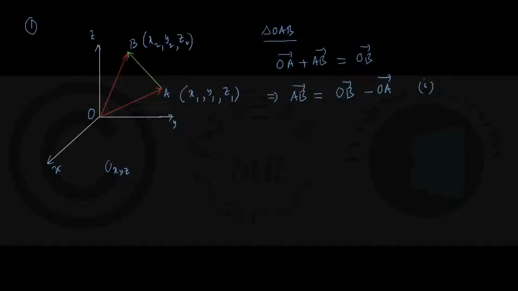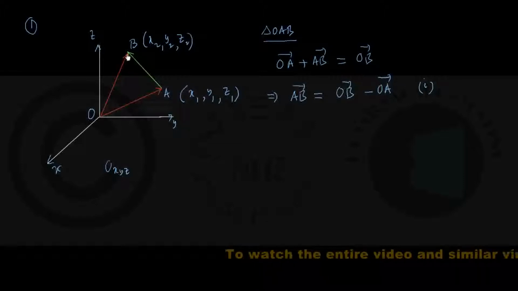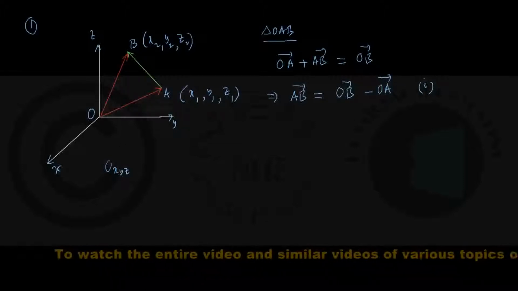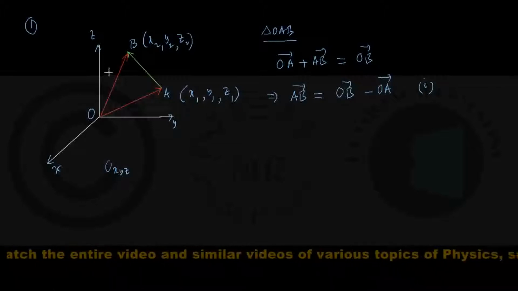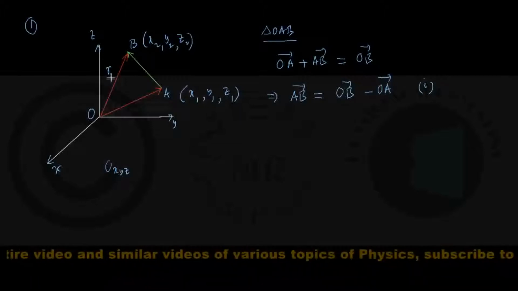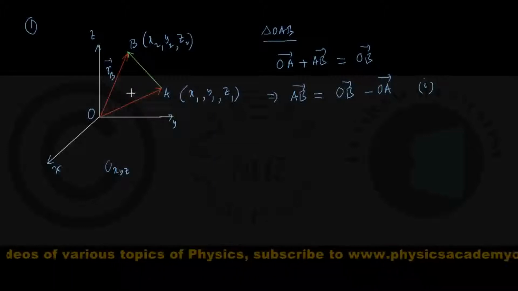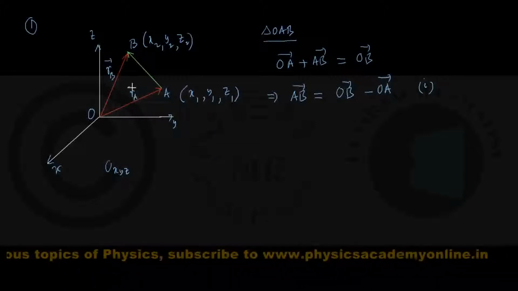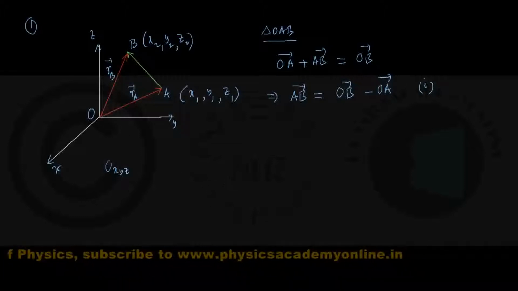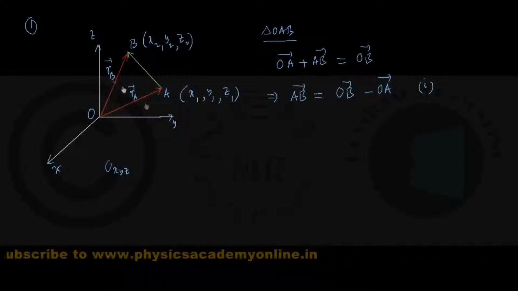You can have a look at it. Any vector can be written as the difference between the position vector of the terminal point minus the position vector of the initial point. OB is the position vector of the point B, the terminal point, and similarly OA is the position vector of the point A, the initial point. So I have got AB to be the difference, RB minus RA.